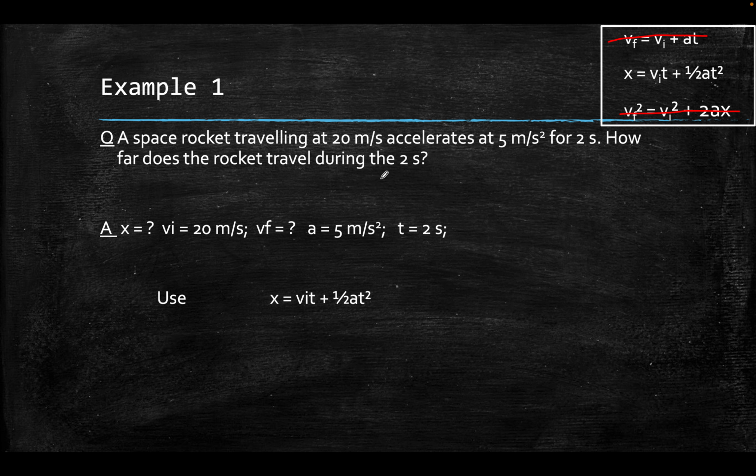We can substitute the numbers into the rule now. 20 times 2 plus a half times 5 times 2. Okay, 20 times 2, which is the time, and then a half times 5, because that's acceleration, times 2 squared. 40 plus 10, it gives you 50 meters as the final answer.